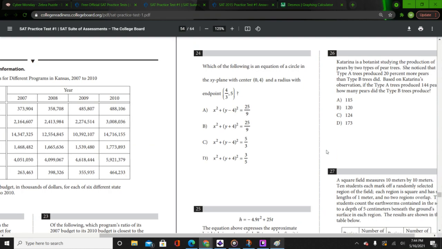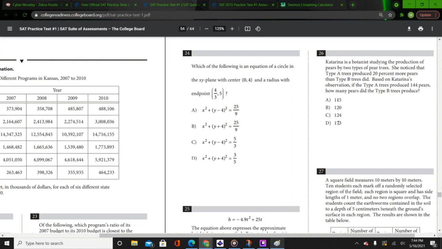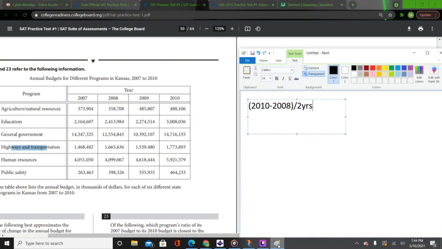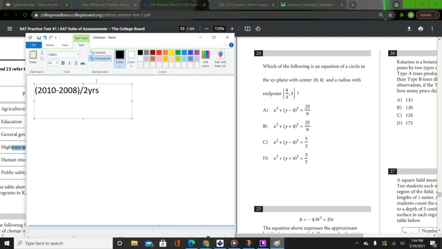Right. 24. Which of the following is an equation of a circle in the xy plane with center 0, 4 and the radius with endpoints 4/3, 5? So first, let's pull it up. All right. So we know the radius and we know the endpoint. Considering it's 0, x is not changed, and 4 for y, we know it's y minus 4 to go up 4. So it's either A or C.